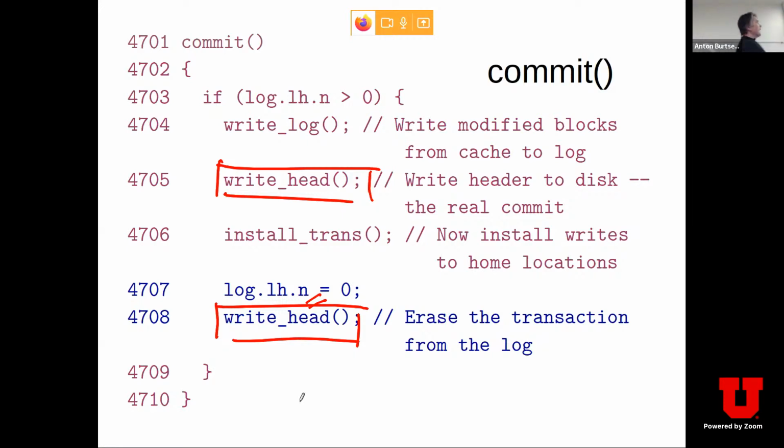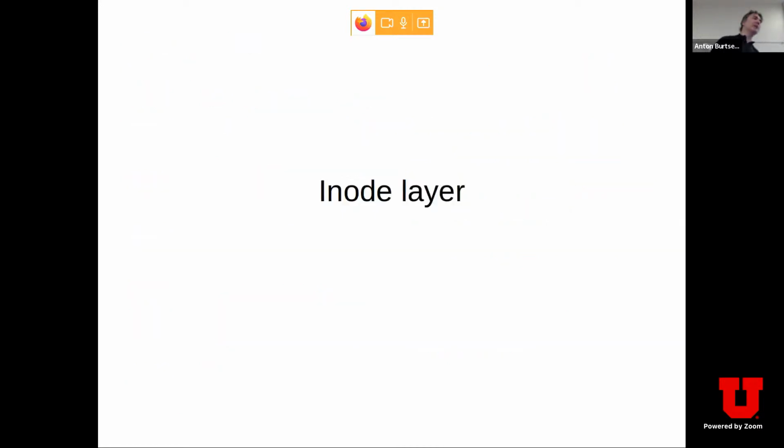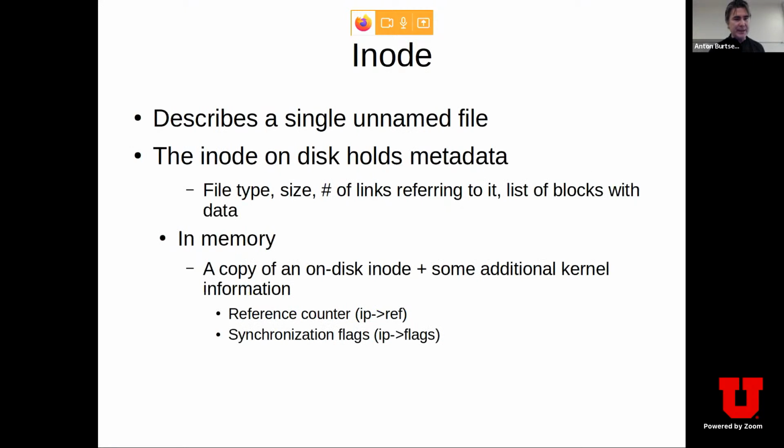So let me go through the inodes and through directories, and then I will draw you a picture which captures everything. So now we have atomicity. You know how to combine multiple writes into a single atomic transaction, right? At this point, we need to represent files somehow. Files don't have names, right? They just have numbers.